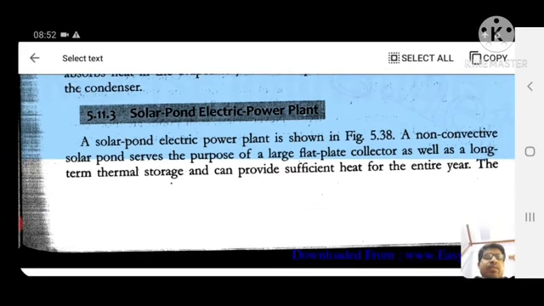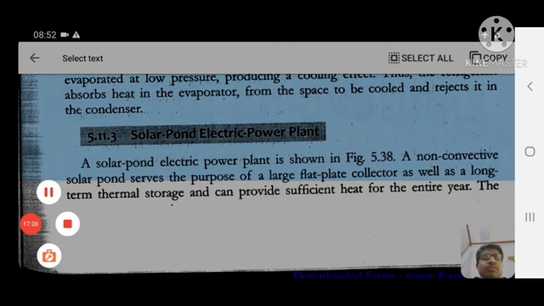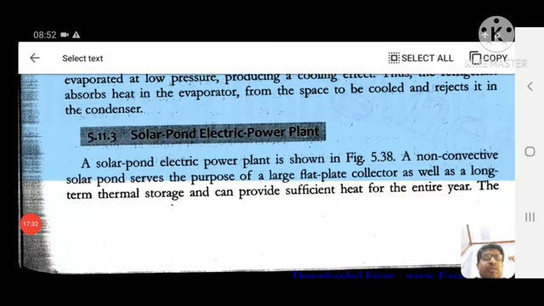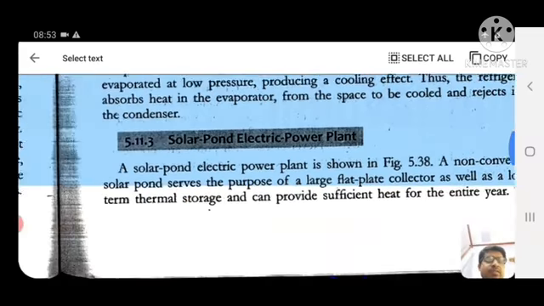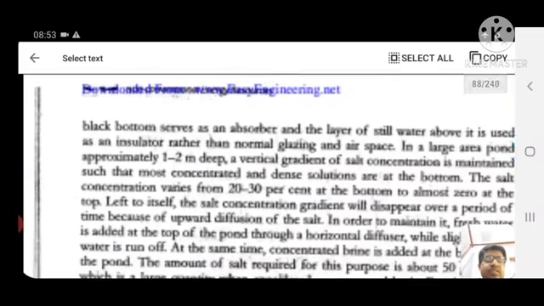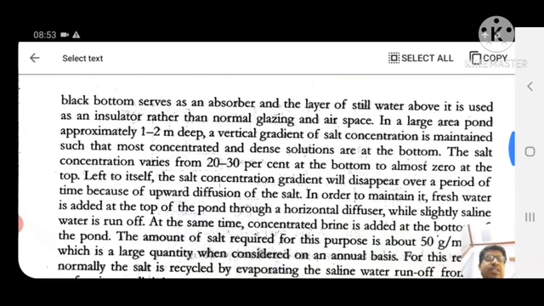Now, solar pond electrical power plant. A solar pond electrical power plant is shown here. A non-convective solar pond serves the purpose of a large flat collector as well as long-term thermal storage, and can provide sufficient heat for the year. Now, the black bottom serves as an absorber and the layer of still water above it is used as an insulator rather than normal glazing and air space.